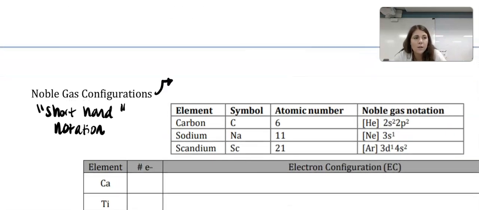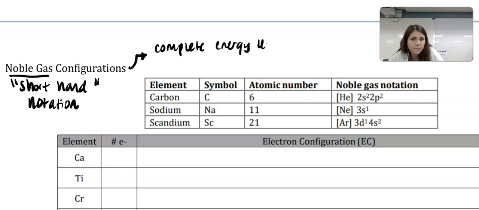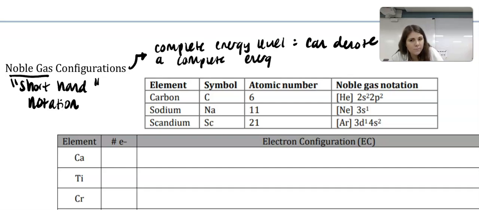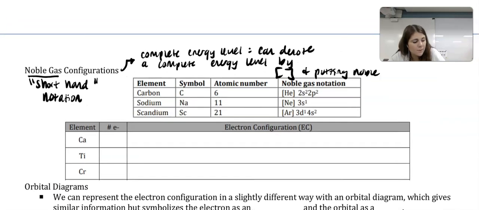configuration. One thing I want to note about how to do this: remember, a noble gas means that it has a complete energy level. So that entire row is complete. So you can denote a complete energy level by using brackets and putting the noble gas chemical formula inside.